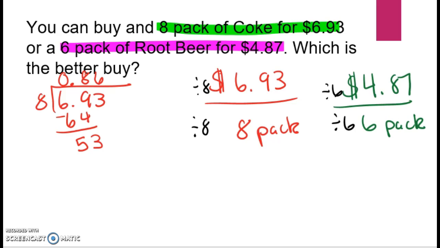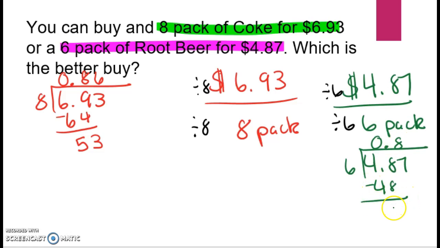Now, when we are doing the one for the root beer, I have $4.87 divided by 6. Decimal up, that's 0. 6 goes into 48 8 times. That is 48. Bring down my 7. 6 goes into 7 once.